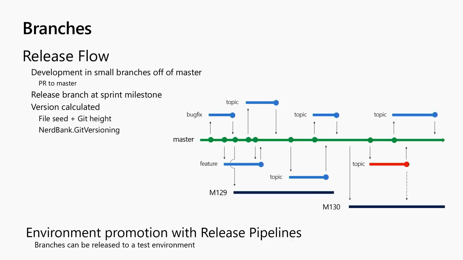And we like this Nerdbank.GitVersioning. It's a NuGet package that allows you to configure your version numbers based on two things. One is a seed. It's a file that you add to your repo, saying that this is 1.1. And then the other number is calculated based on the number of commits since the previous build.